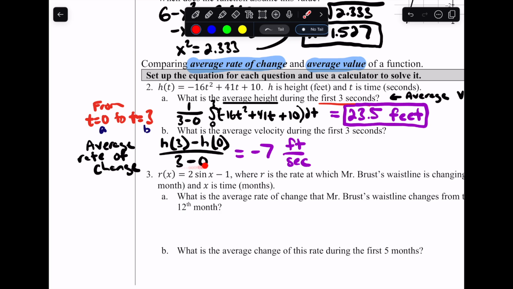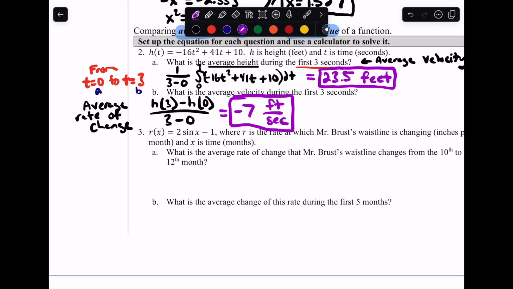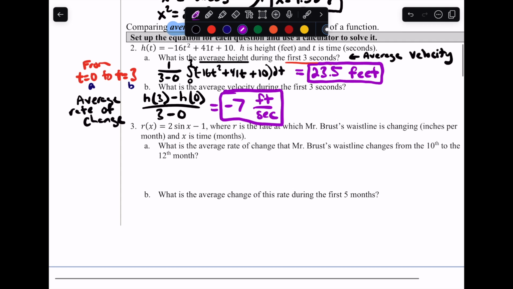The time we're dividing by is in seconds, so we end up with units that are feet per second for this problem. Again, I'm leaning heavily here on calculator usage in order to evaluate these. Really the goal for today is trying to think about whether we're using the right equation in the right problem. Let's take a look at problem number 3.